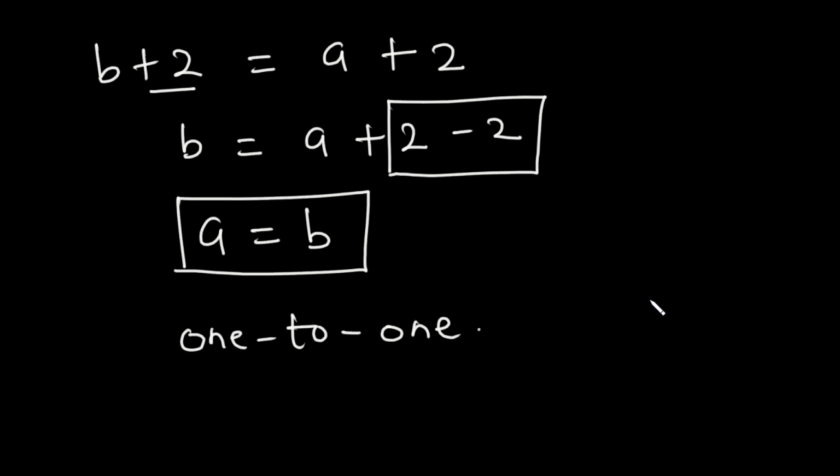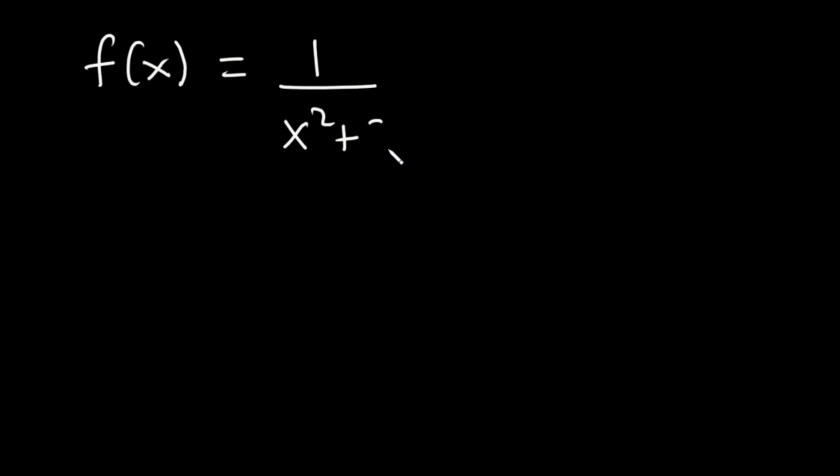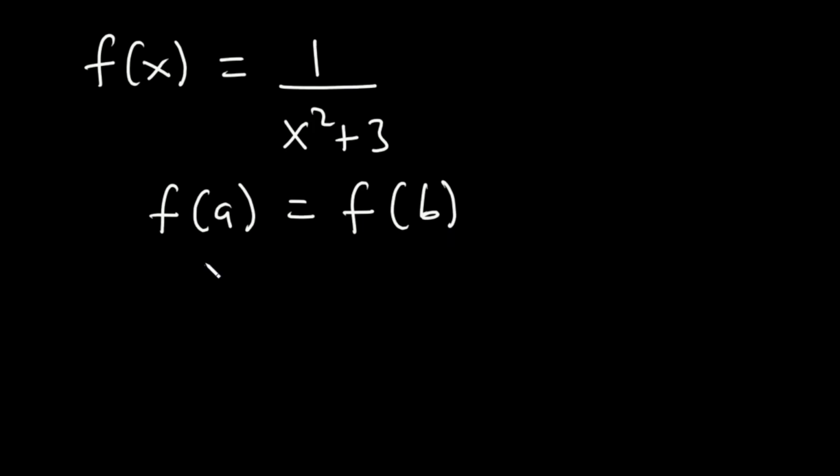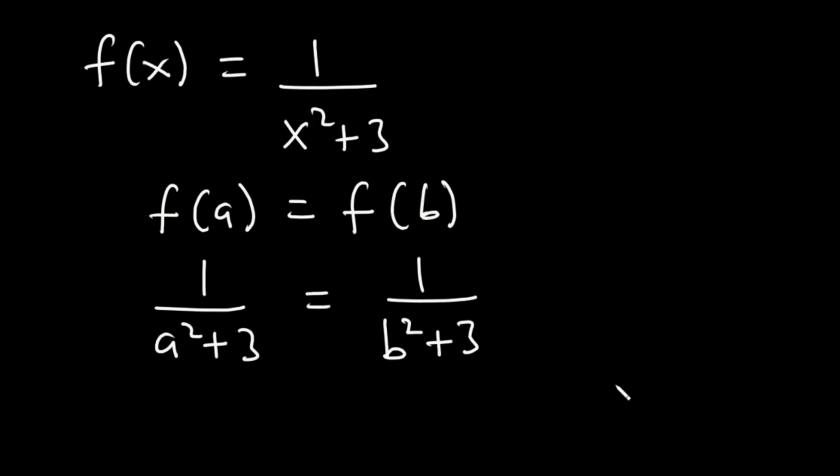Let's solve another example. So if you have a function, say f of x equal to 1 over x squared plus 3, how do we solve it? Is this function one-to-one or not? Straight away, we need to equate f of a to f of b. Now f of a is going to be 1 over a squared plus 3, and then f of b is 1 over b squared plus 3.